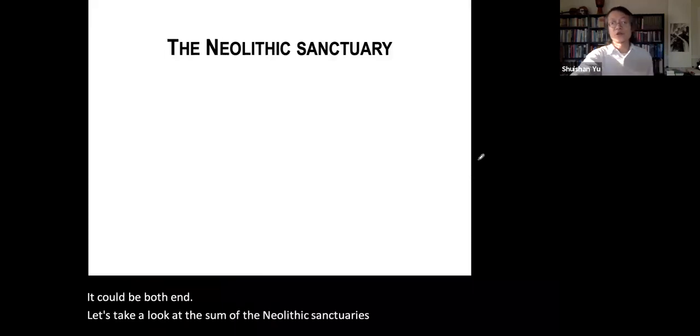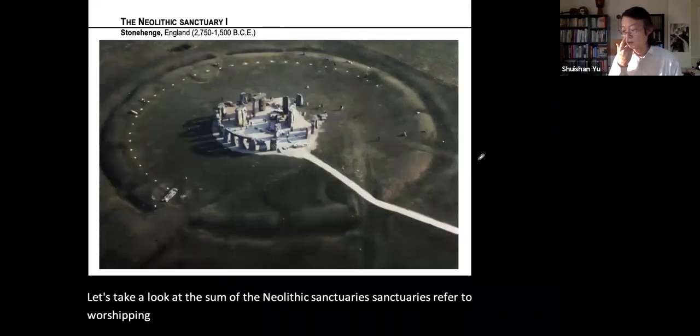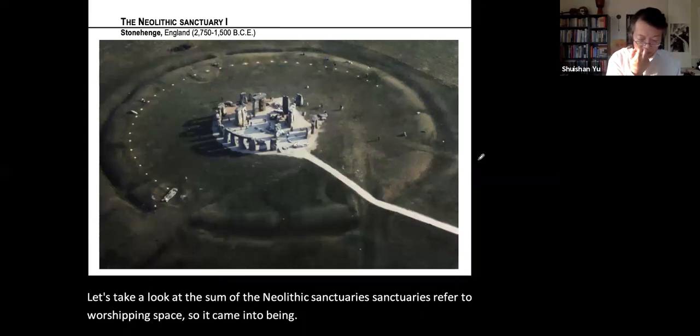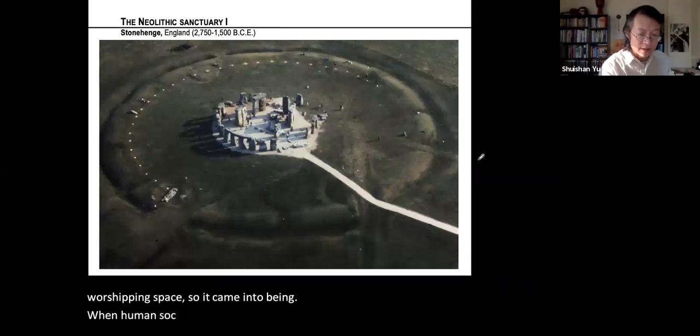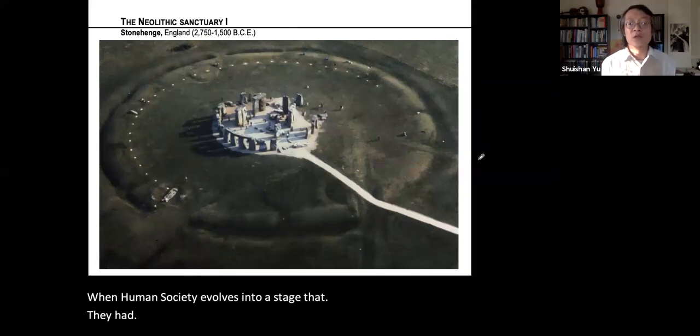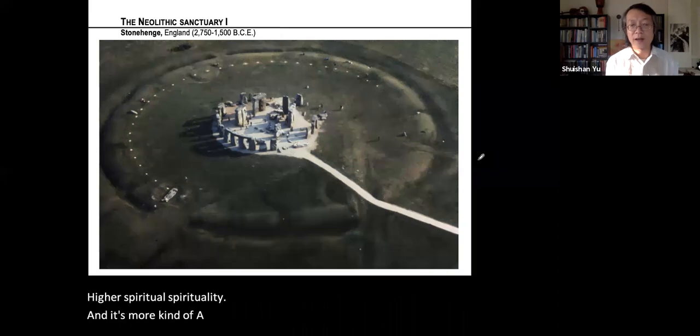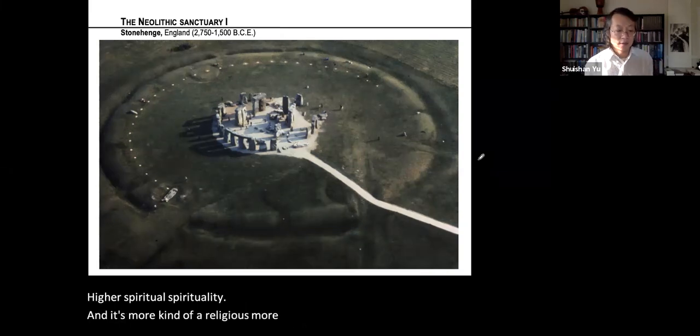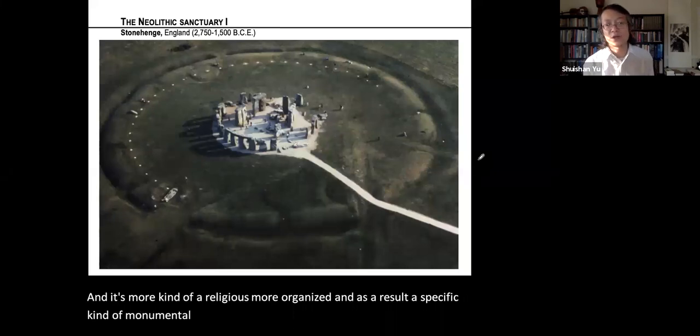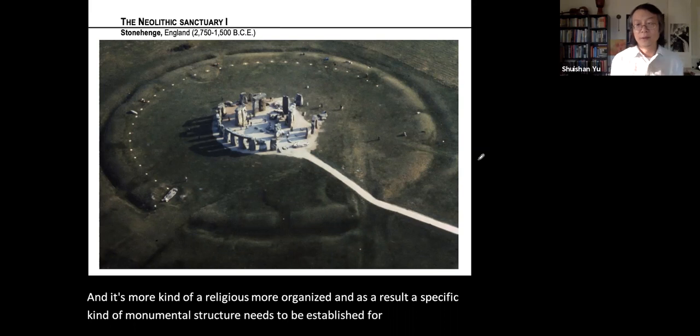Sanctuaries refer to worshiping space. So it came into being when human society evolved into a stage that they had a spiritual need to be connected with a higher spirituality. And it's more of a religious, more organized practice. As a result, a specific kind of monumental structure needs to be established for that worship or ceremonial practice.